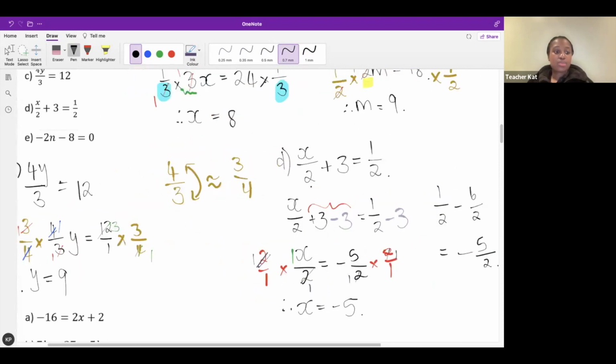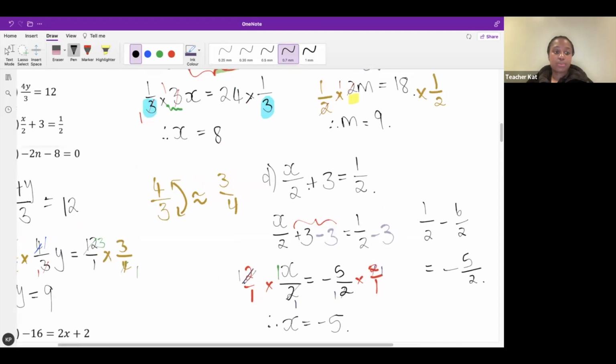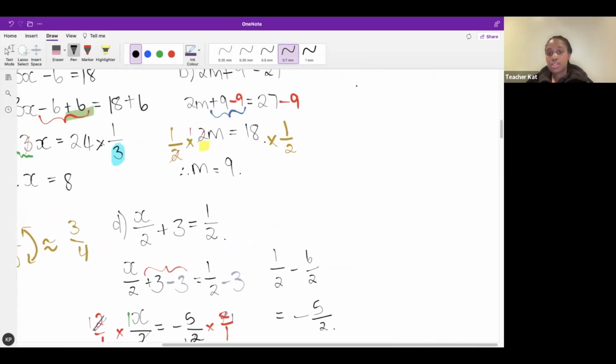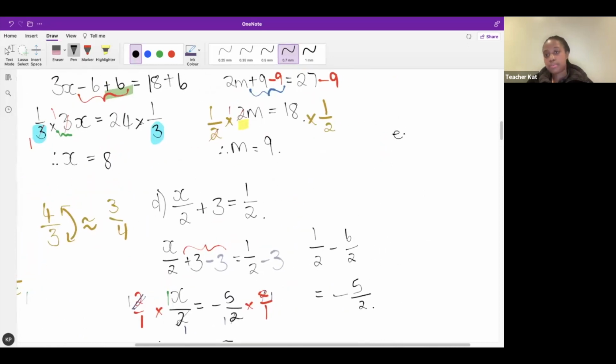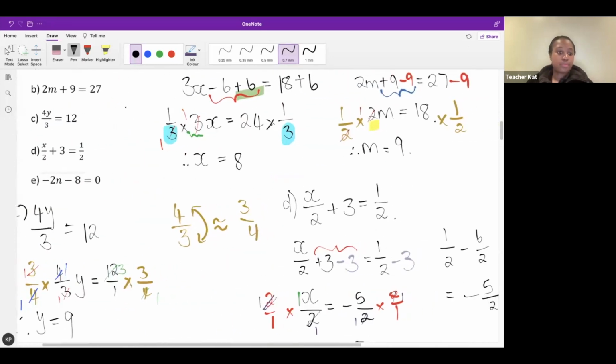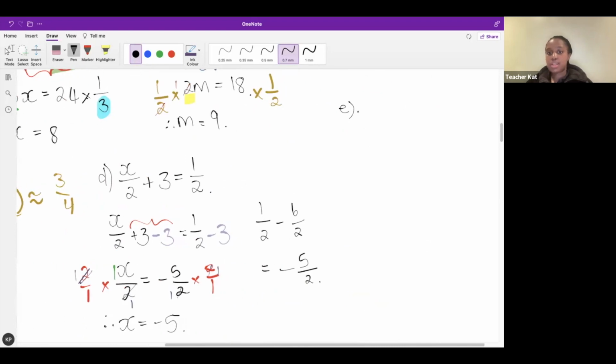Okay, I'm going to do the last one. Then I'm going to have a thumbs up, thumbs down. Last one says E. Negative 2n minus 8 is equal to 0. We're starting with subtraction. What is my inverse for subtraction?